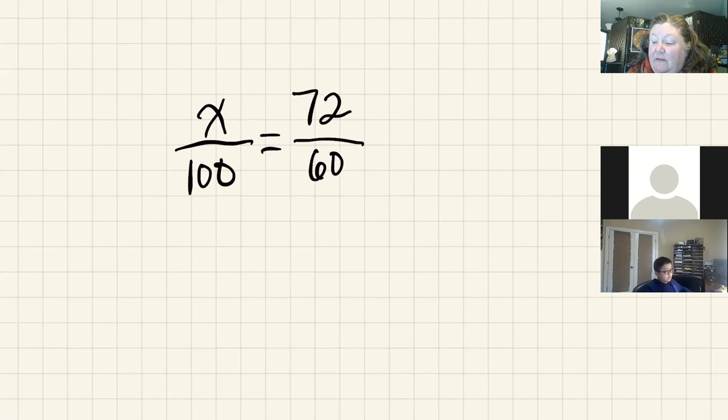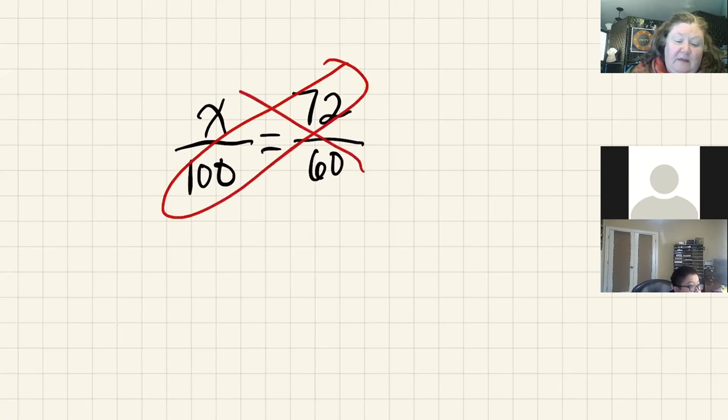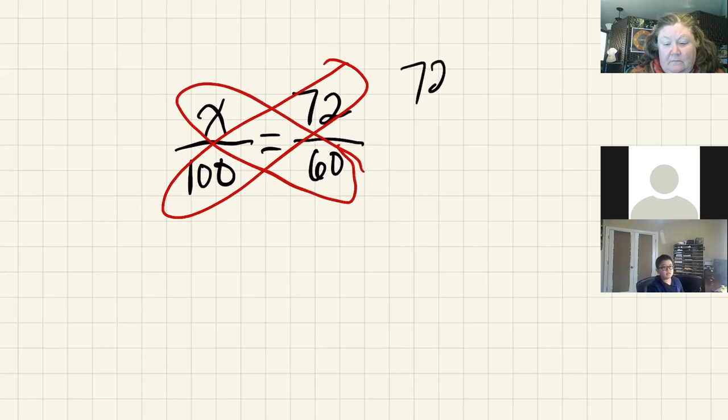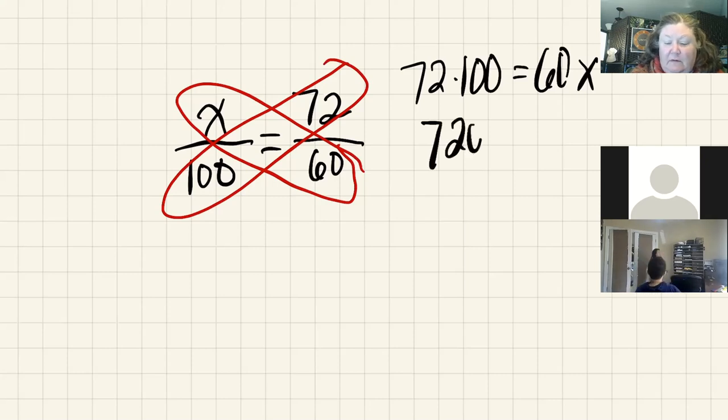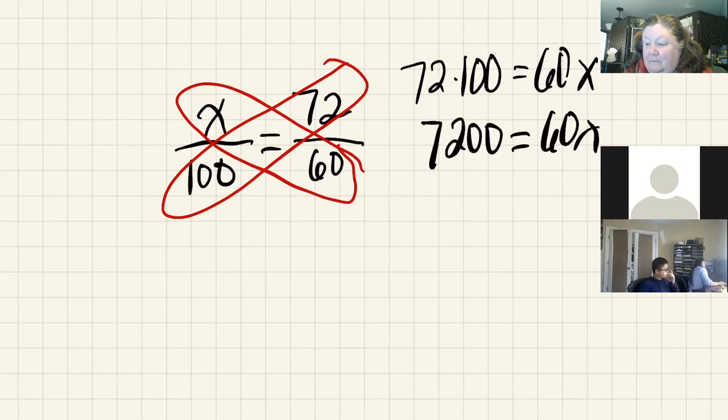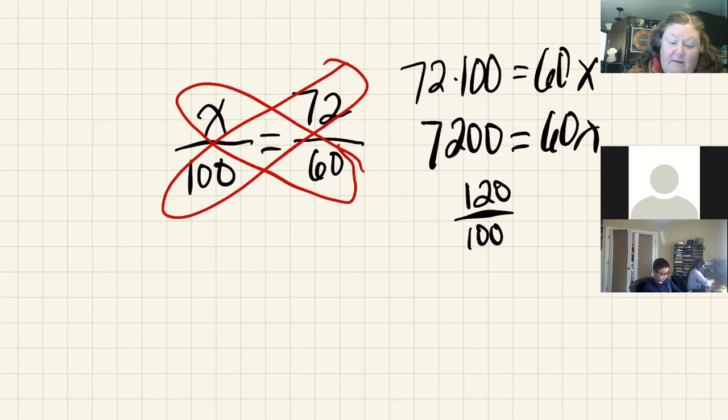And then I cross multiplied 72 times 100 and 60 times X. And I got 7,200 equals 60X. And I found that I got 120 over 100. That means that it is 20% more. So the answer would be 20%.